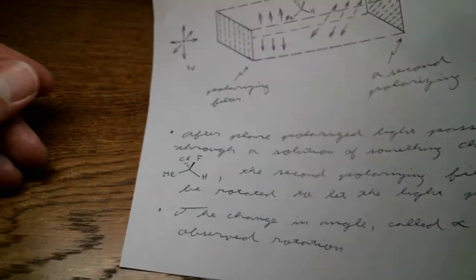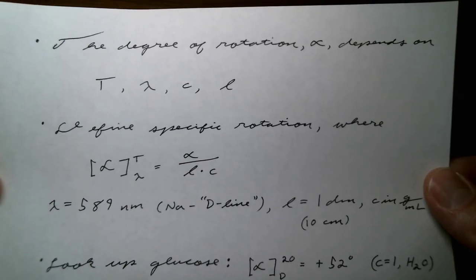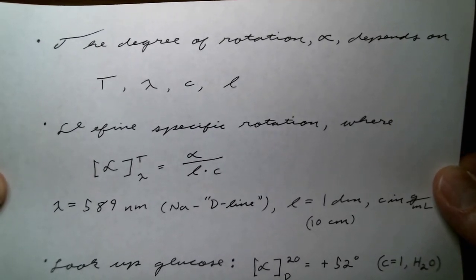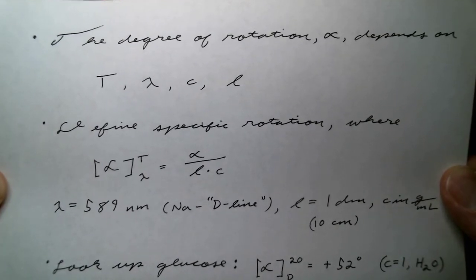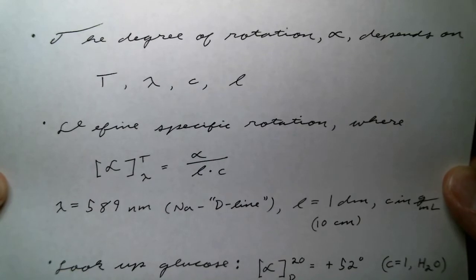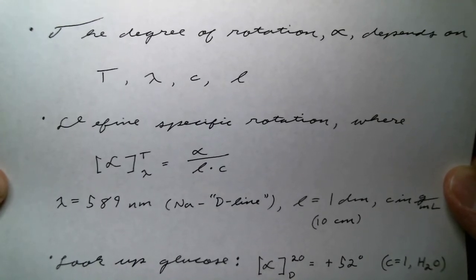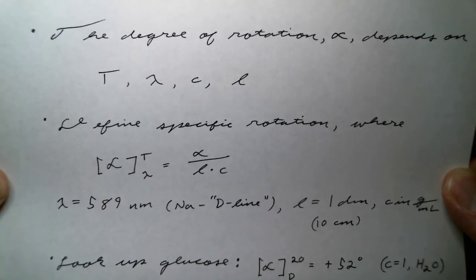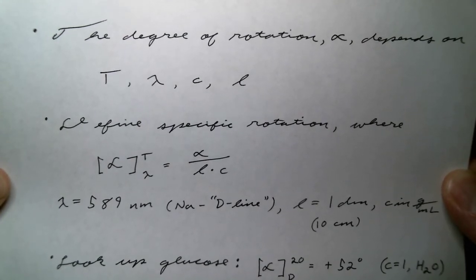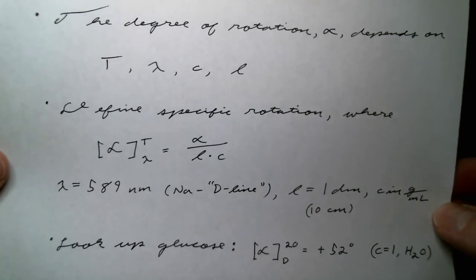So what are some other parameters that polarimeters and scientists use when they're talking about these kinds of experiments? Well, the degree of rotation alpha depends on a lot of different parameters: temperature, wavelength of light, concentration, which we abbreviate as C, and the length of the cuvette, L. So we define something called specific rotation, which is dependent on a certain temperature and wavelength, usually 589 nanometers, the sodium D line. It is equal to the observed rotation alpha divided by the length of our cuvette times concentration. Length is typically 1 decimeter, which is 10 centimeters, and concentration is typically given in grams per mL.